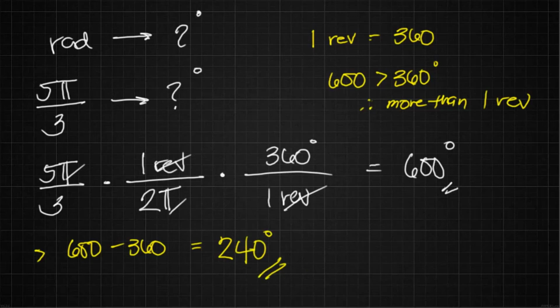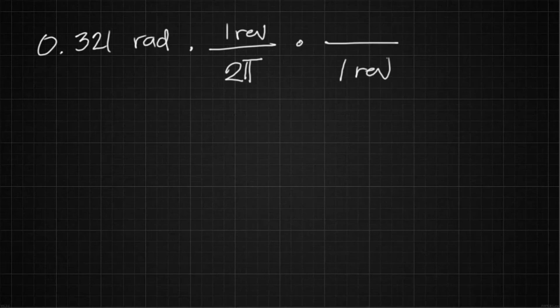Now, another example. 0.321 radians, using a conversion factor again, radians into revolutions, then revolutions into degrees. Cancelling out the units, radians, then revolution, we are left with a final answer that has degrees for its unit. And the final answer is 18.392 degrees. That's all for now, and for the next lesson we will discuss the Pythagorean theorem.